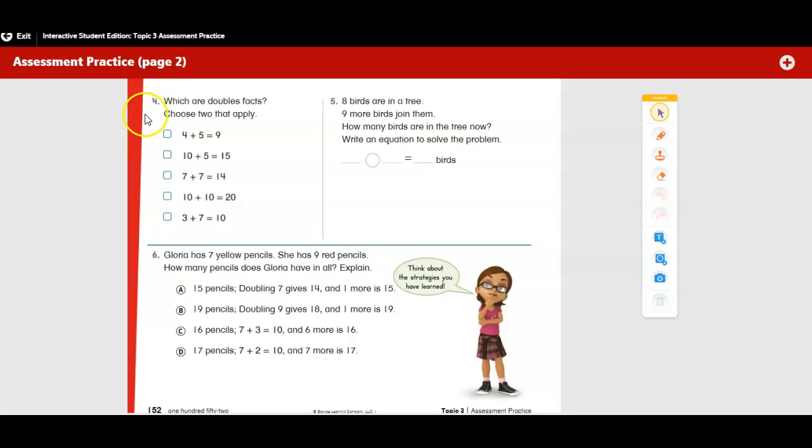On number 4, it says, which are doubles facts? Choose 2 that apply. So that is very important. You have to choose 2 answers for this one. So we are going to look through our choices and select the 2 equations that show a doubles fact.